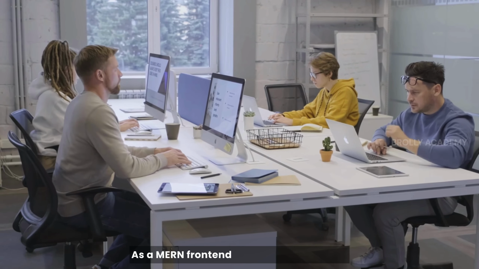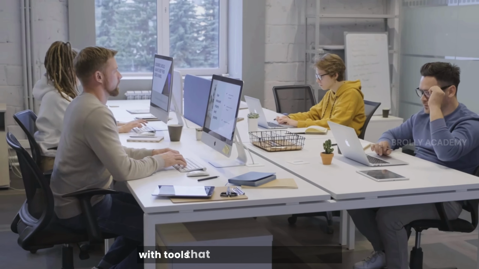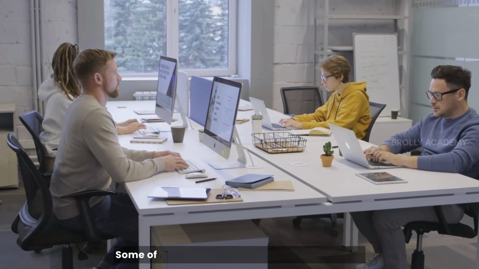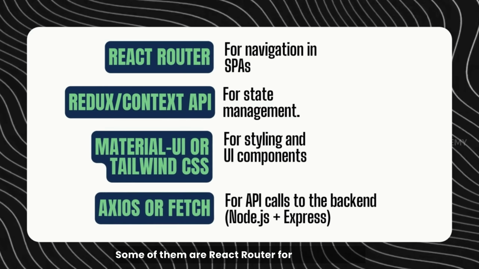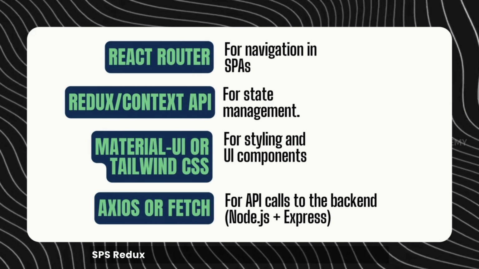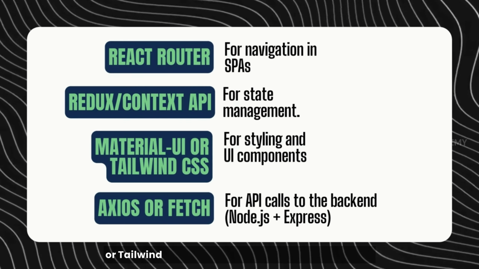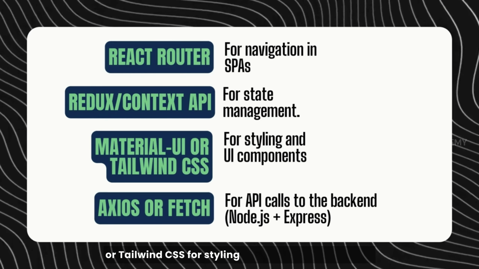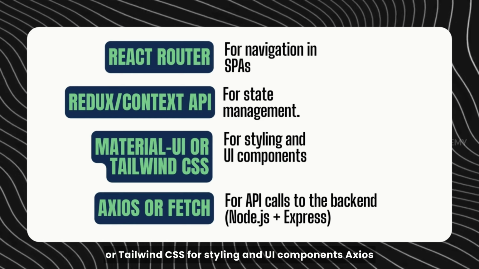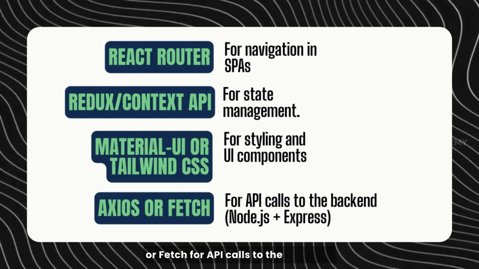Tools and libraries for front-end development. As a MERN front-end developer, you will work with tools that enhance your workflow. Some of them are React Router for navigation in SPAs, Redux and Context API for state management, Material UI or Tailwind CSS for styling and UI components, Axios or Fetch for API calls to the backend.